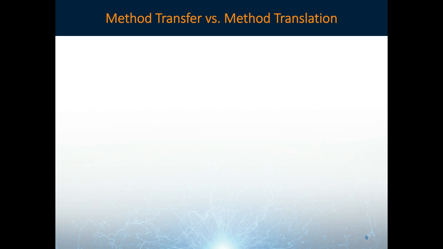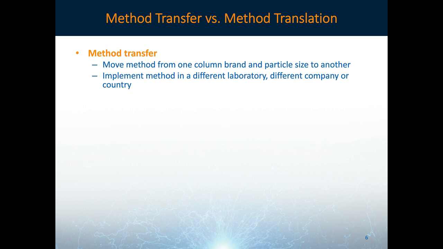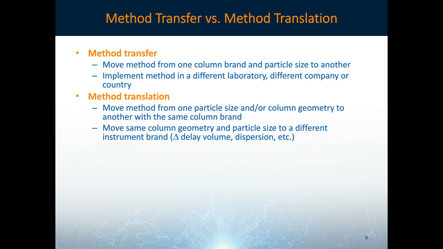So now let's talk about the difference between method transfer versus method translation. Method transfer is when you move a method from one column brand and particle size to another, or when you implement a method in a different lab, different company, or a different country. Method translation is when you move a method from one particle size and/or column geometry to another with the same column brand. And it's also when you move the same column geometry and particle size to a different instrument brand. So in that case, you would have to consider differences in delay volume and dispersion. And we'll talk a little more about those as we get further into the webinar.